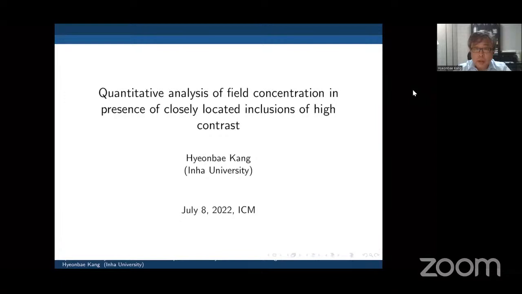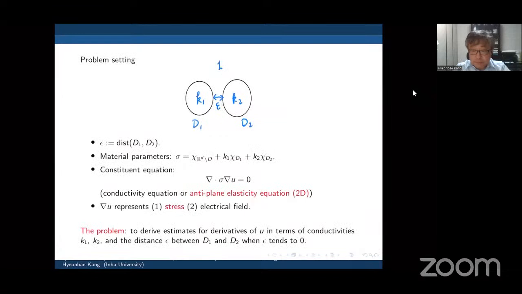Okay. The problem is we have two inclusions, D1 and D2. And say their material property, like conductivity, is K1 and K2. And the conductivity of the background matrix is 1. The characteristic feature of this configuration is that epsilon, the distance between D1 and D2, is small. And high contrast means K1 is far away from 1, and K2 is also far away from 1, like infinity or 0.